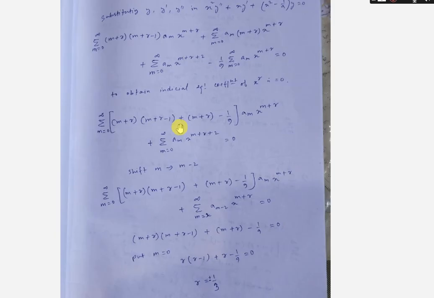So for that, what we will do, we will take the common value m plus r minus 1. Then what we'll get, the common value is a_m x^(m+r), because here is a_m x, so m plus r will be the next, then 1 by n, a_m x^(m+r), and this will be outside.